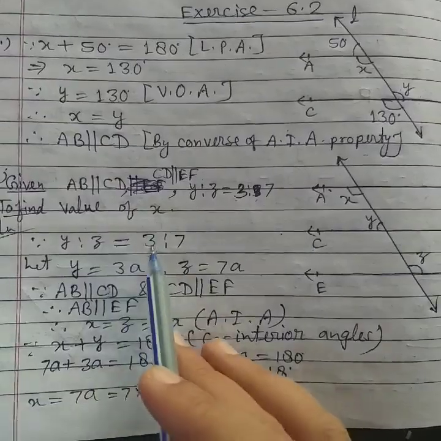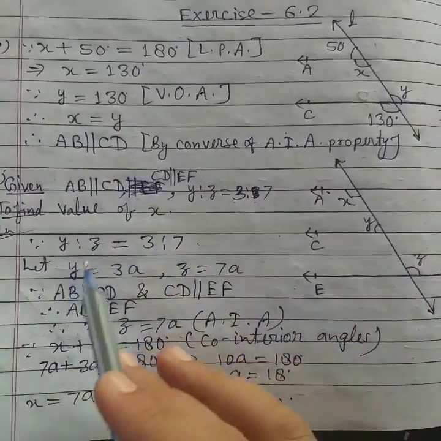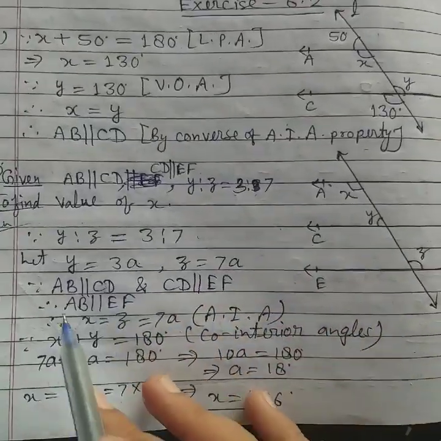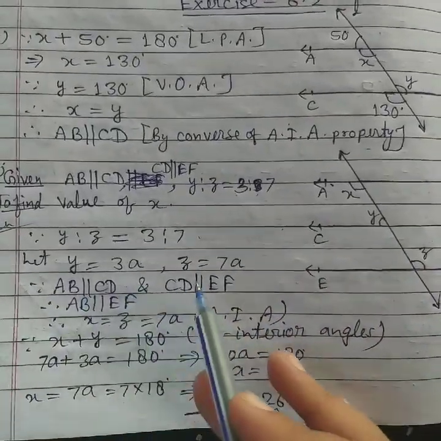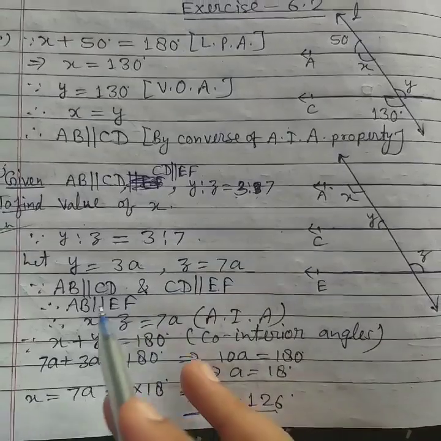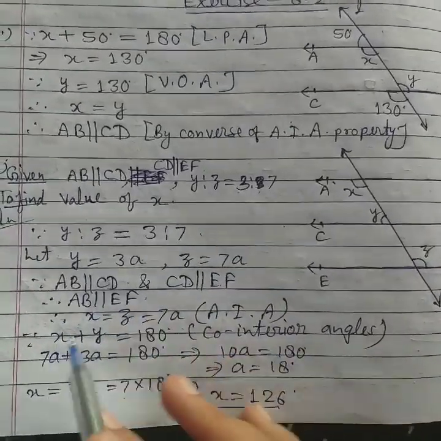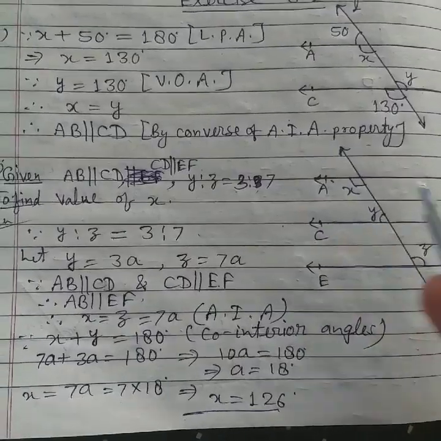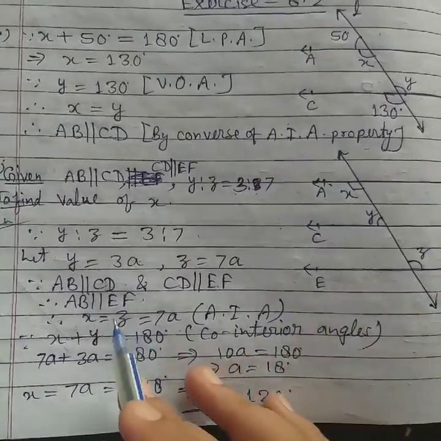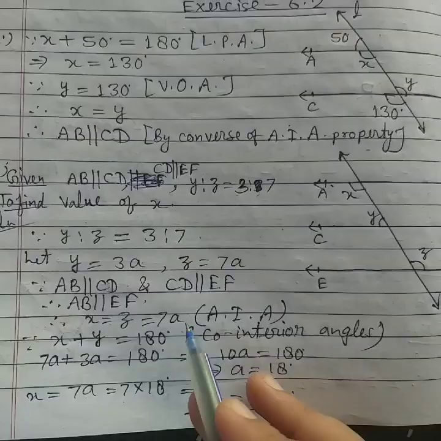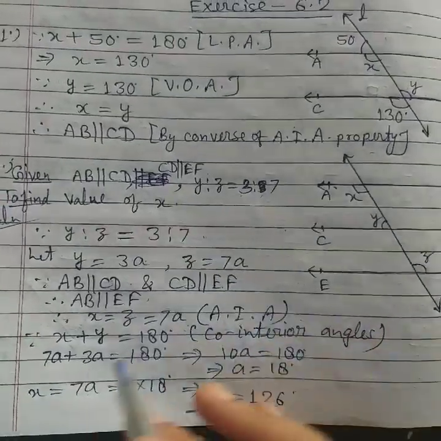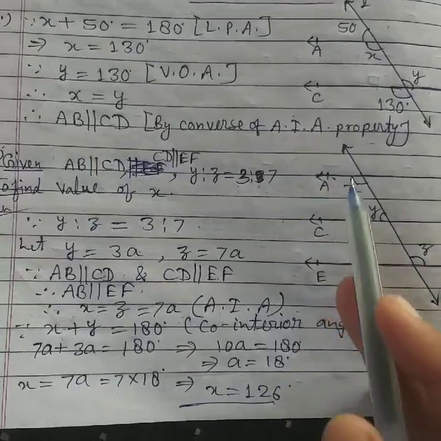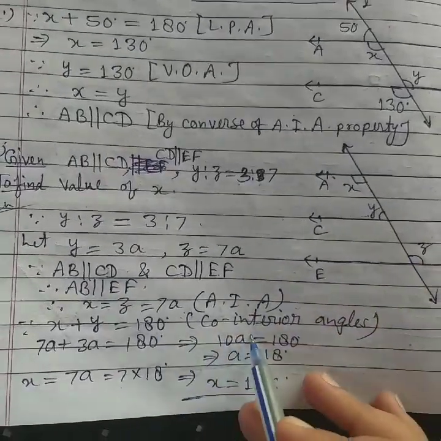Since y is to z equals to 3 is to 7, so we assume y equals to 3a and z equals to 7a. Common ratio is a, we assume. Now since AB parallel to CD and CD parallel to EF, therefore AB parallel to EF. Now x equal to z by alternate interior angles, and z we assume 7a, so x will be 7a. Now since x plus y equals to 180 degree by co-interior angles, these are co-interior angles and their sum is 180 degree.